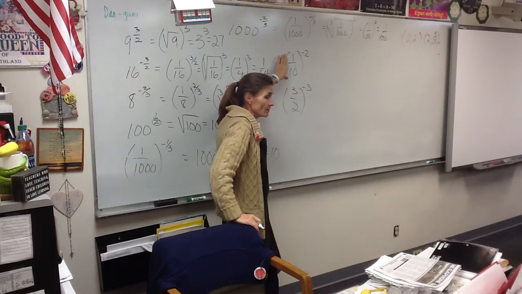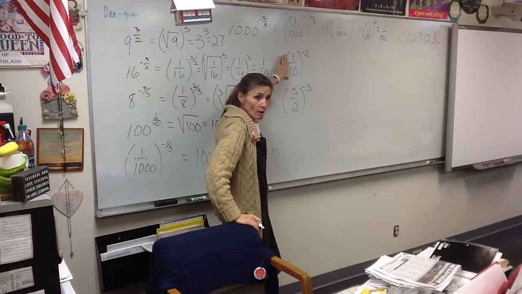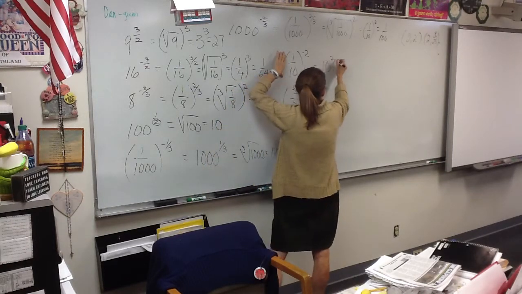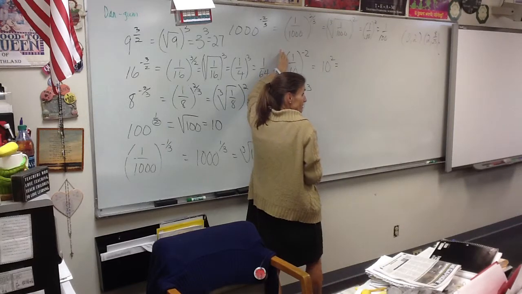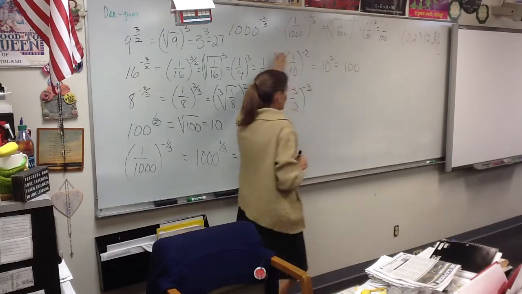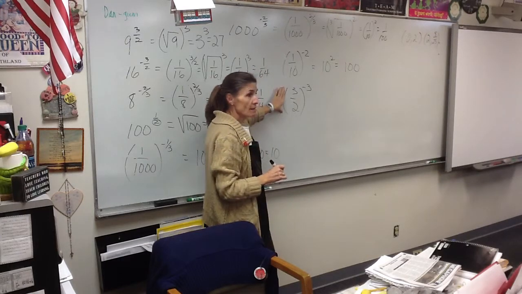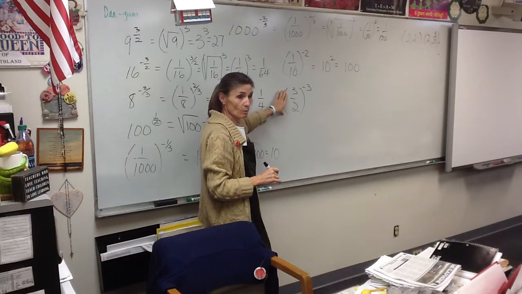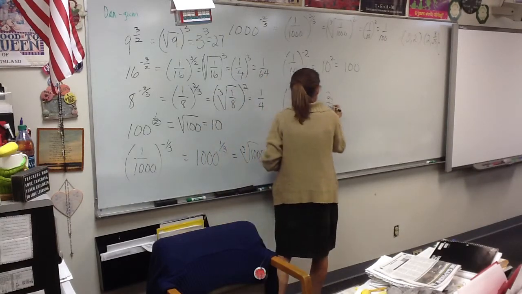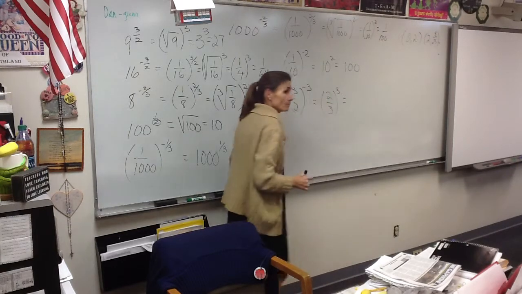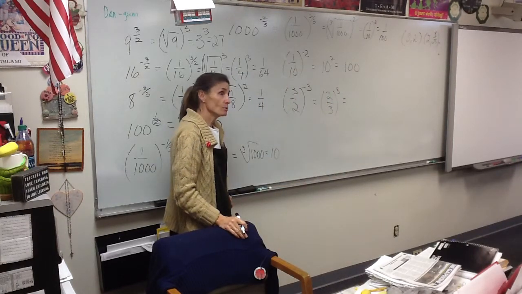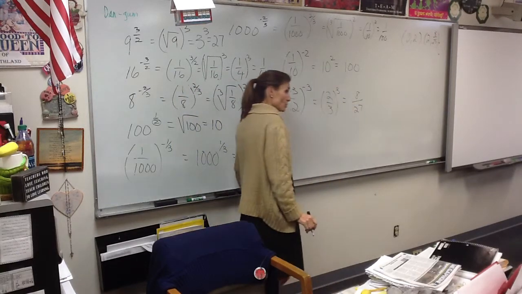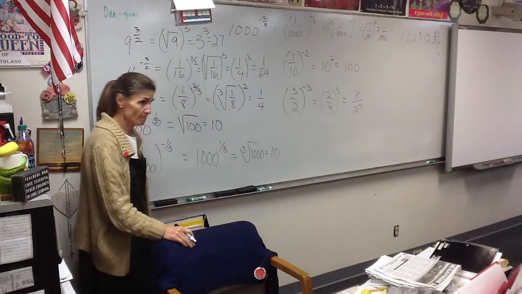Negative exponent. First thing you do is rewrite as the reciprocal. So what's this going to become? 10 squared. And 10 squared is 100. Step 1. See that? You're going to rewrite as a reciprocal. So that would be 2/3 to the 3rd. And 2/3 to the 3rd is 8/27. When you cube a fraction, you cube the top and the bottom.